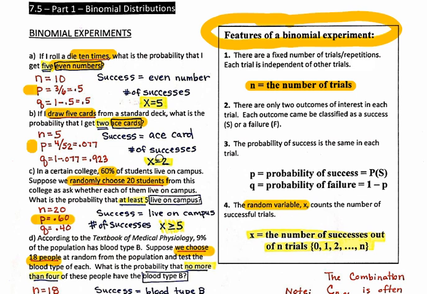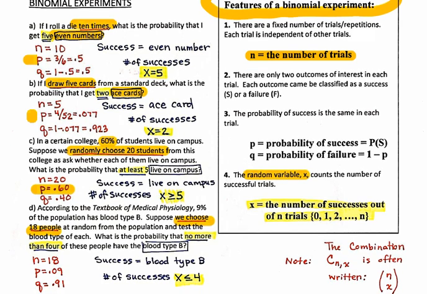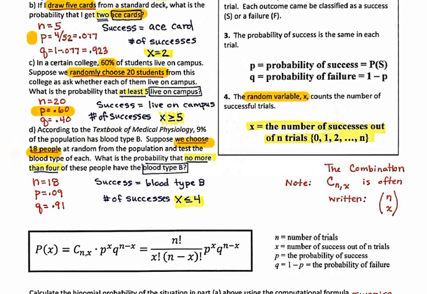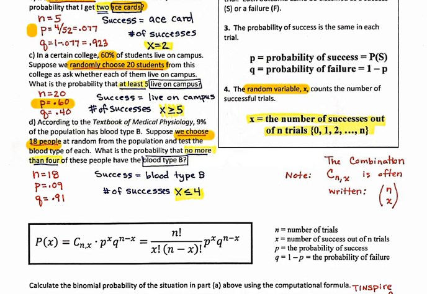Success is getting an ace card, and the number of successes I'm looking for is 2. Out of the 5 cards, I want 2 aces. All right. In a certain college, 60% of the students live on campus. Suppose we randomly choose 20 students from this college and ask them whether or not they live on campus. What's the probability that at least 5 live on campus?